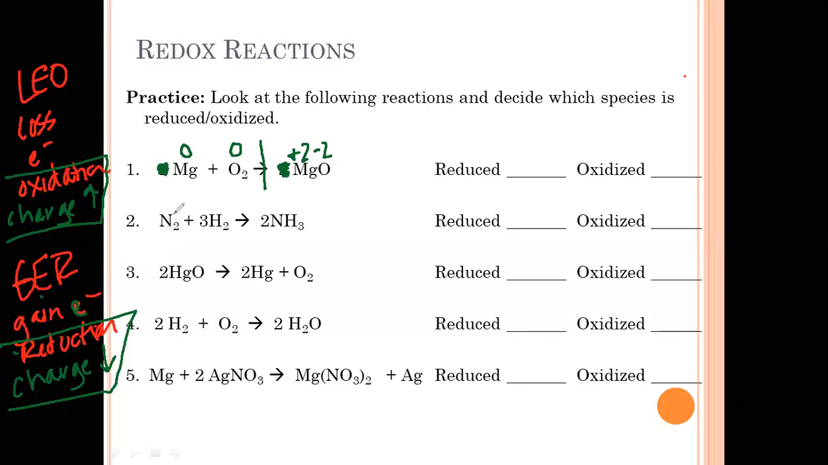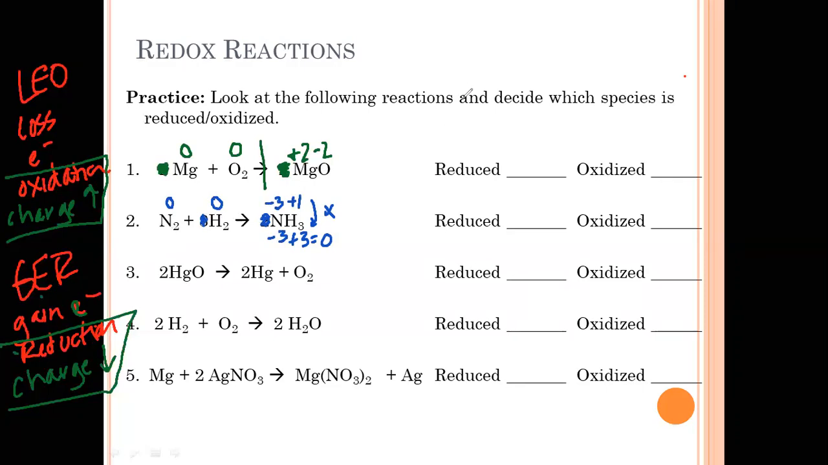All right, so in number 2, we have a free element, 0. Another free element, 0. Ignore coefficients. Okay, so in this one you have N and H. So if you look at H, it says it can be +1 or -1. H is only -1 when it's combined with a metal. So H is going to be +1 because nitrogen is a nonmetal. I multiply by 3, and I get +3. I know that this has to equal 0. So my nitrogen needs to be -3.